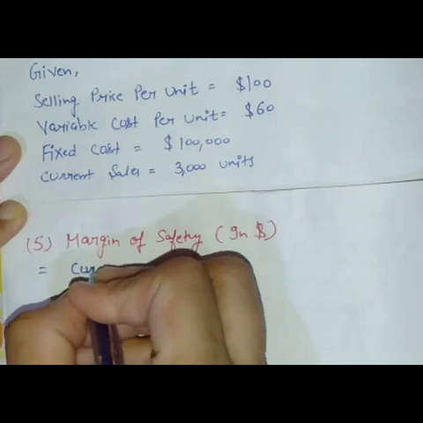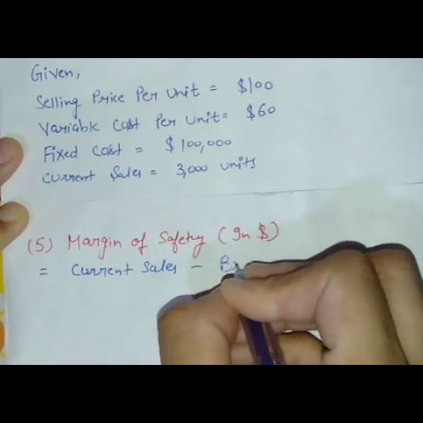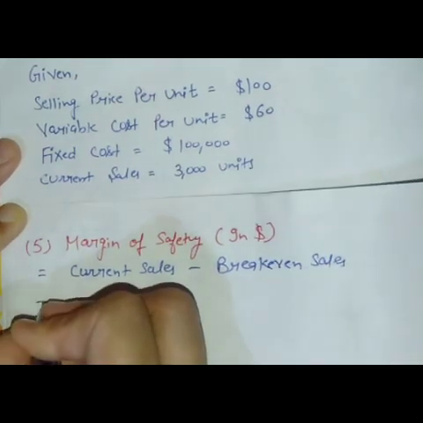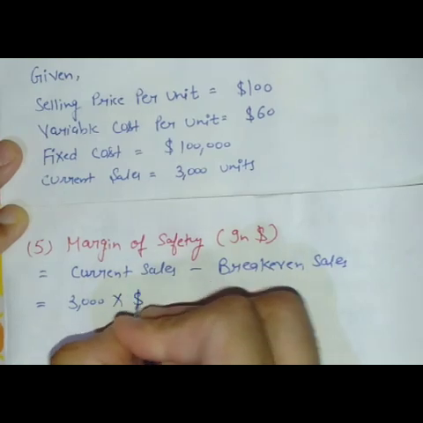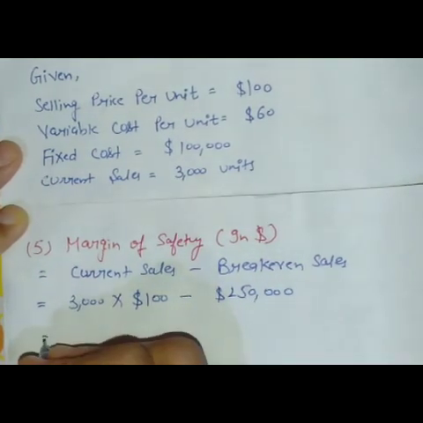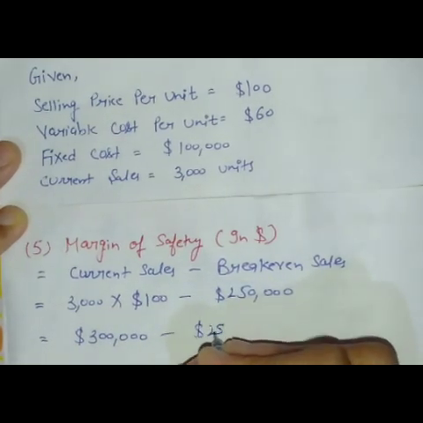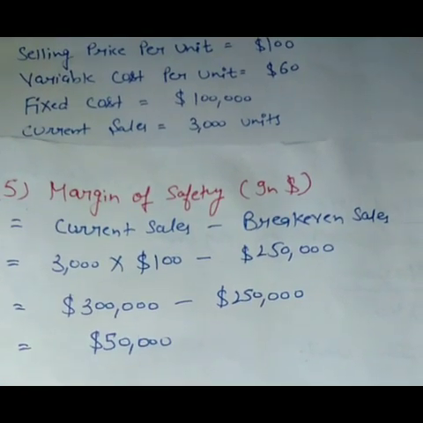Next, we will calculate margin of safety in dollars. Margin of safety shows the excess of current sales over break-even sales. It is given that currently you are selling 3000 units. Therefore, margin of safety will be calculated by deducting break-even sales, that is $2,50,000, from current sales, that is $3 lakh, which is equal to $50,000.